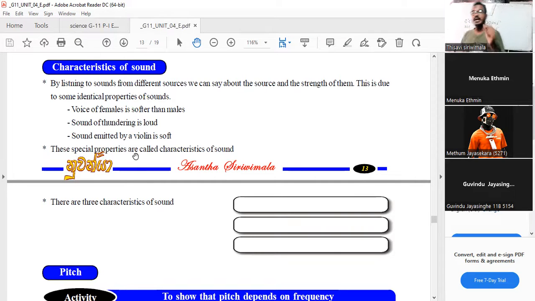Then again, by listening to the sound of the engine of a vehicle, you can identify what the type of vehicle is, whether it is a lorry, a van. Some technicians, the people who are working in the garages, they can tell the error of the vehicle just by listening to the sound of the engine.